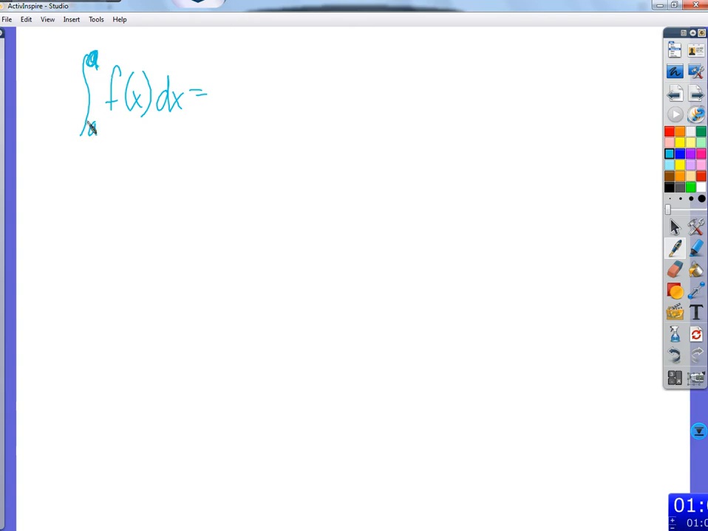But when I put these numbers here, this is what we call the definite integral. When I put these numbers here, it means something slightly different. So what's the area of that? Zero. You want to find the area between 3 and 3. There is no area there. That's one property of the definite integral.